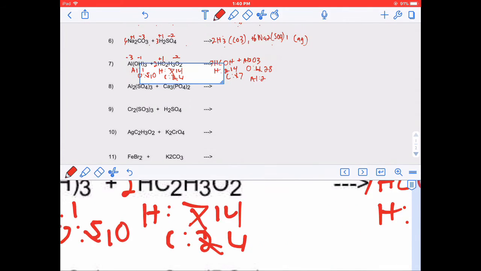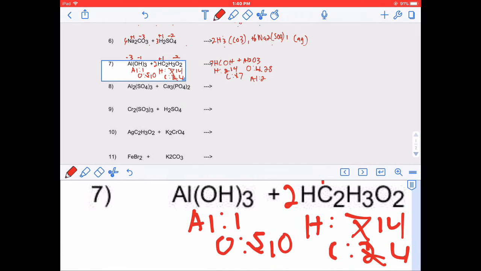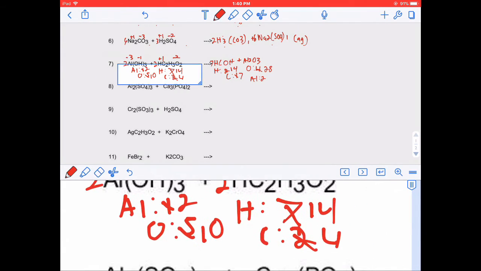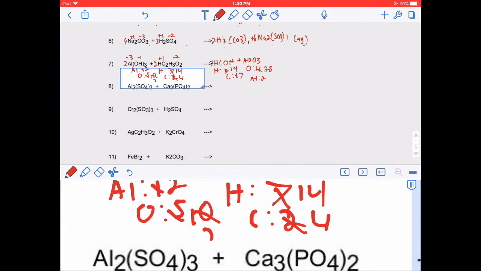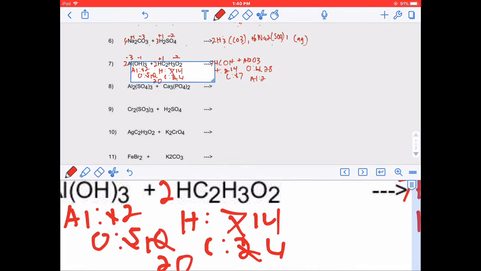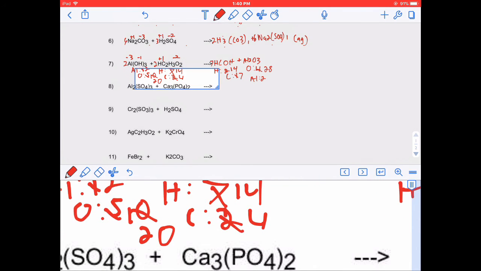Alright, now I'm just balancing the equations. I put a 2 in front of the H3O2, and a 2 in front of the AlOH3, 7 in front of the HCOH, right, and that should give me a balanced equation, more or less.